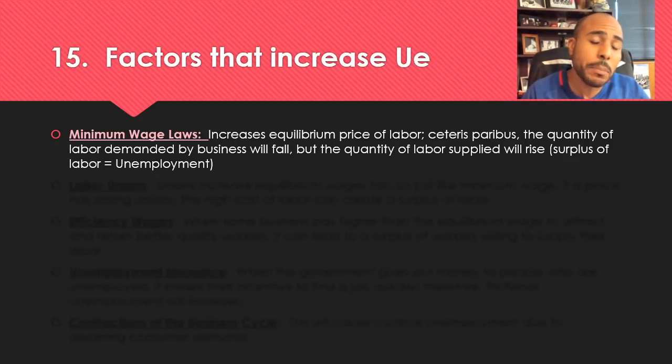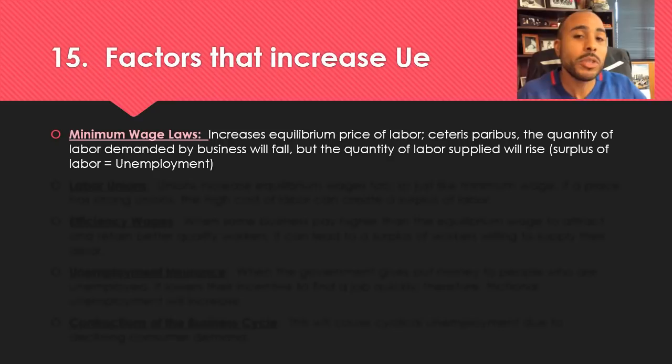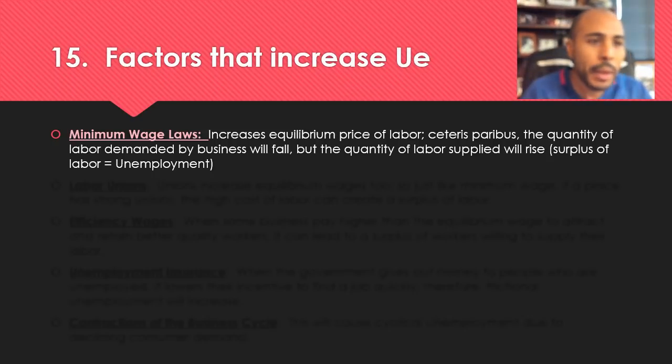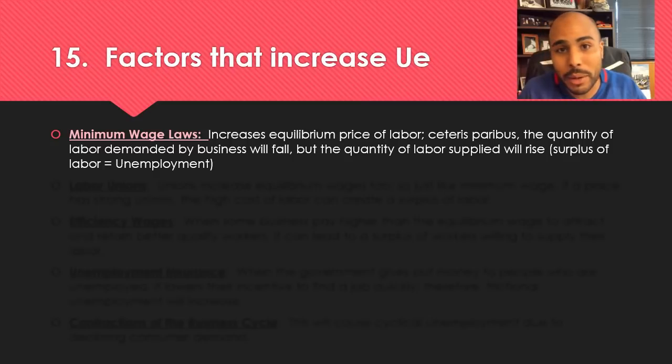In that graph, the supply is equal to all the workers who are willing and able to supply their labor, and the demand is equal to all the businesses that are willing and able to demand their labor. So, ceteris paribus, the quantity of labor demanded will fall, and the quantity of labor supplied will rise if the price is kept above equilibrium. Therefore, it'll result in a surplus of labor, meaning that we'll have more unemployment.